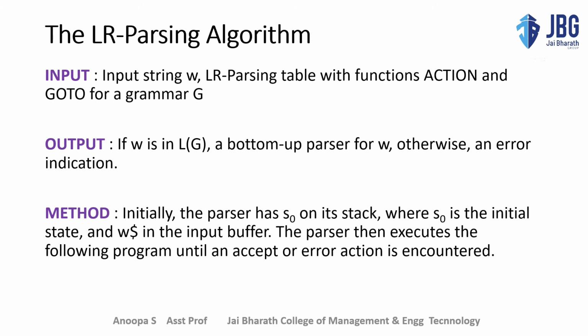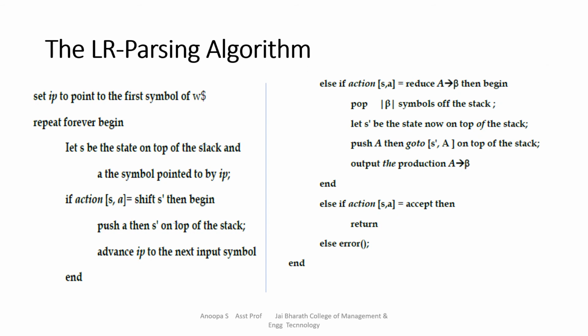Now we'll see the LR parsing algorithm. The input, as I have told, is the input string w and an LR parsing table with functions action and goto for a grammar G. Our output will be, if w is in L(G), a bottom-up parse for w; otherwise, an error indication will be given. The method: initially the parser has 0 on its stack, that is the start state, and w$ is in the input buffer. Then the parser executes the following program until an accept or error action is encountered. Now this is the algorithm. Let us see. Set ip to point to the first symbol of w$.